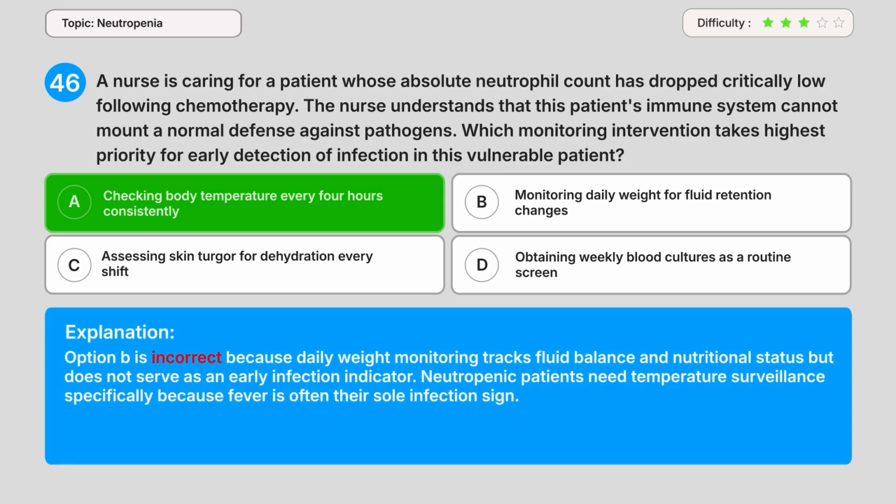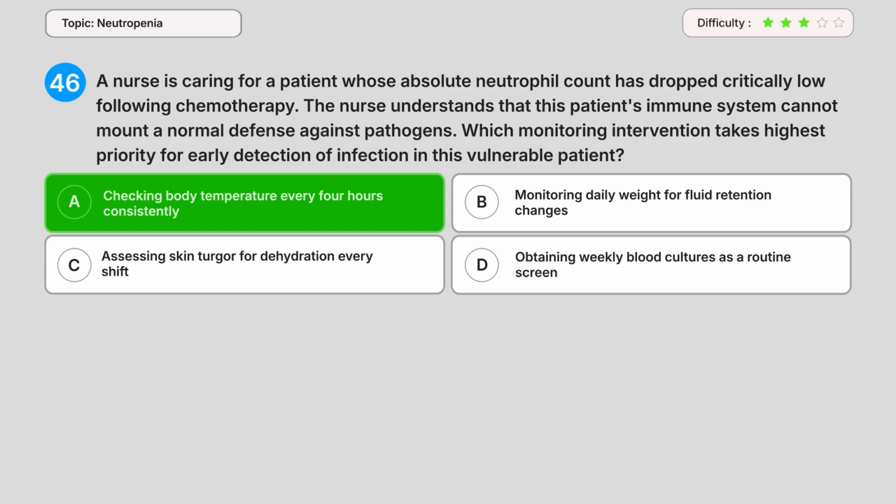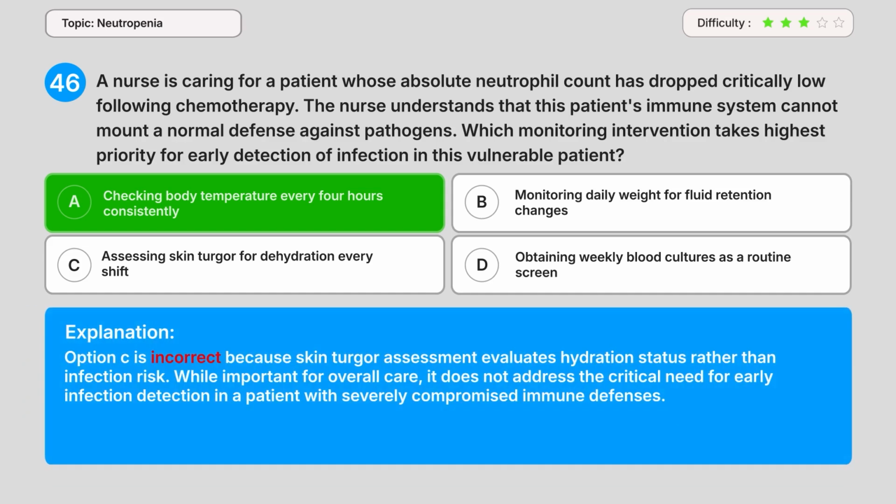Option B is incorrect because daily weight monitoring tracks fluid balance and nutritional status, but does not serve as an early infection indicator. Neutropenic patients need temperature surveillance specifically because fever is often their sole infection sign. Option C is incorrect because skin turgor assessment evaluates hydration status rather than infection risk.